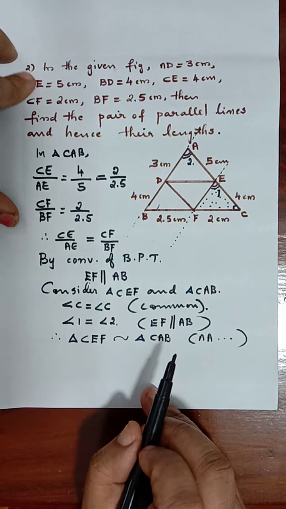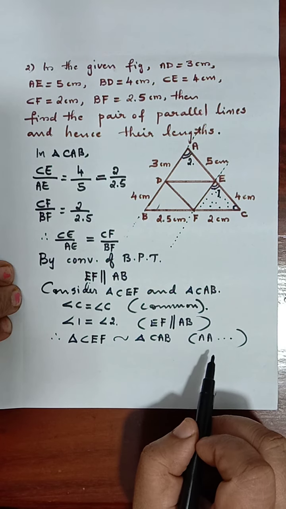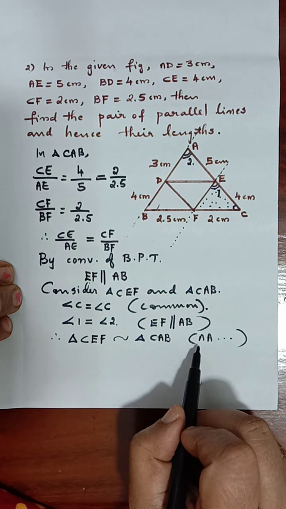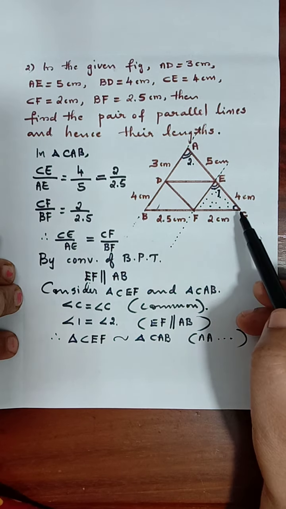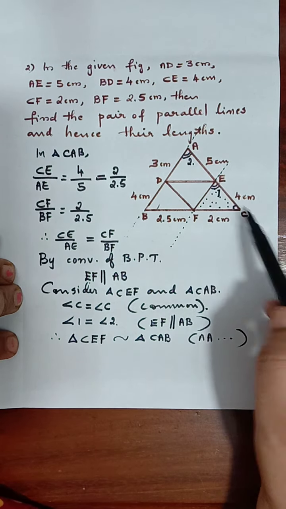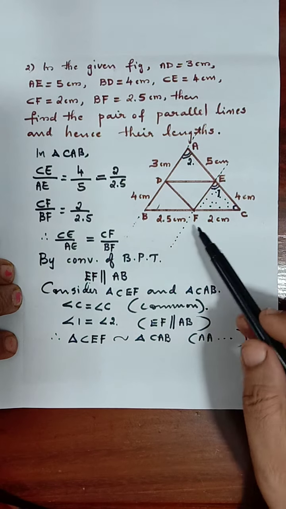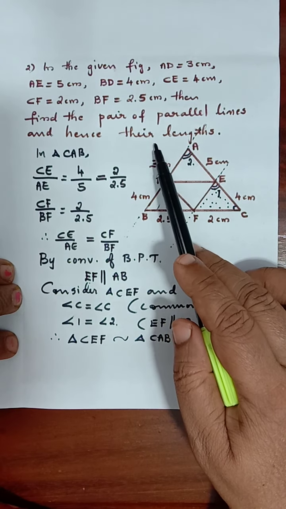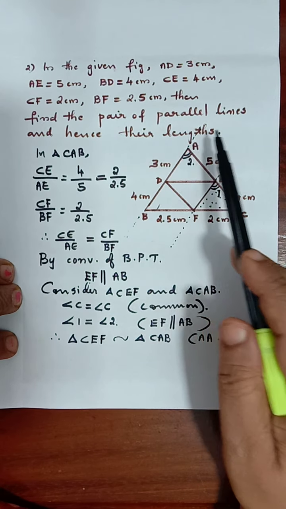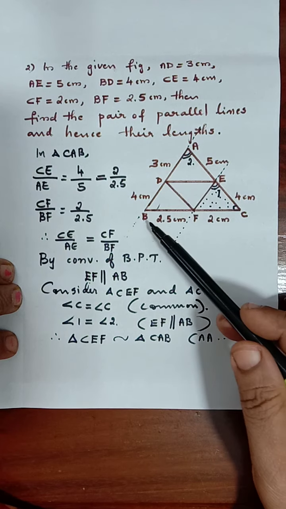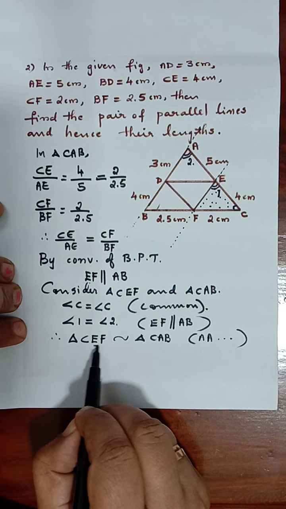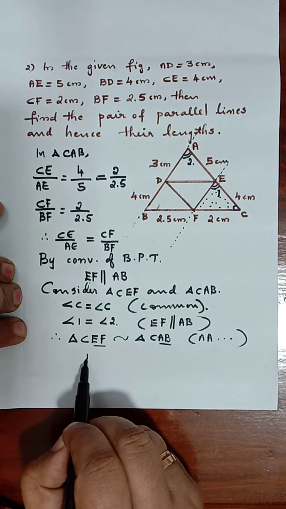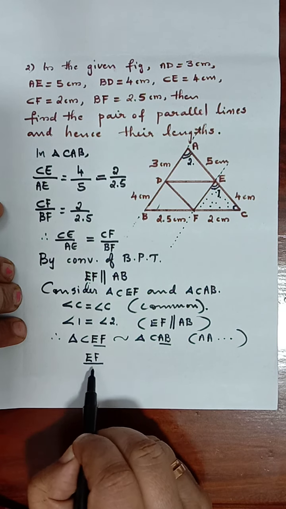But here it is simple. Here we already wrote AA similarity, that is, triangle CEF is similar to triangle CAB. If they are similar, we can find the corresponding lengths. Which are the corresponding lengths? EF and AB. How do we get EF? EF by AB.